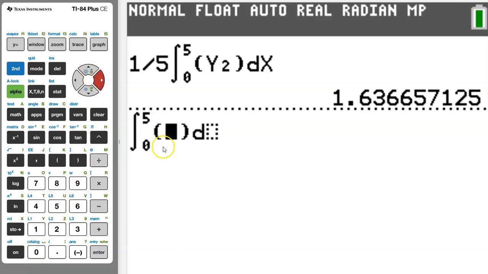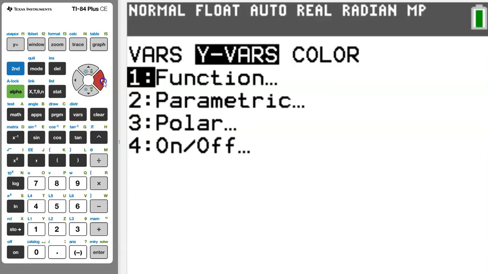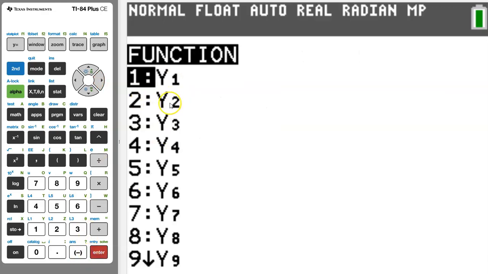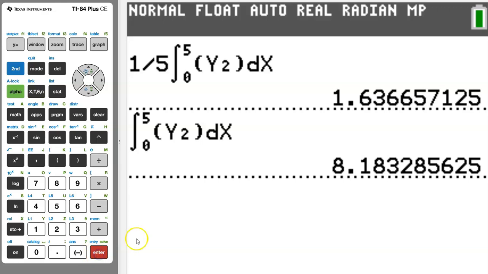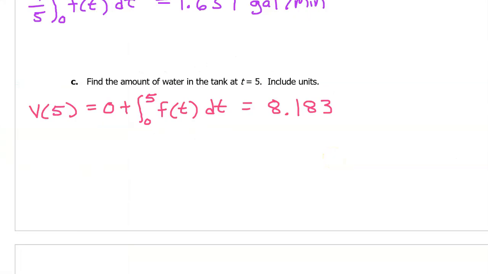And we are taking the integral of f of t, which we typed into y2. So we can access y2 by hitting the vars button, switching over to the yvars menu, choosing function, and then y2. And go ahead and put in your x. Kabam! 8.183. For the units, we just found the volume of water in the tank at t equals 5. So this will be measured in gallons.